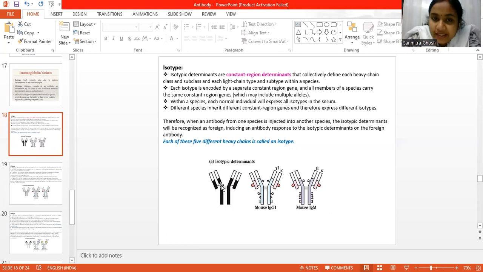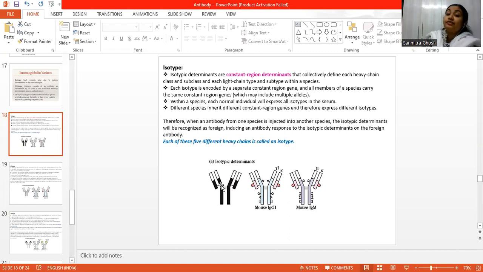Now, within a species, each normal individual will express all isotypes in the serum. That means if it is human beings, and I have 10 individuals, each and every one of those 10 individuals will have the same type of IgG molecule, the same type of IgA molecule, and so on.